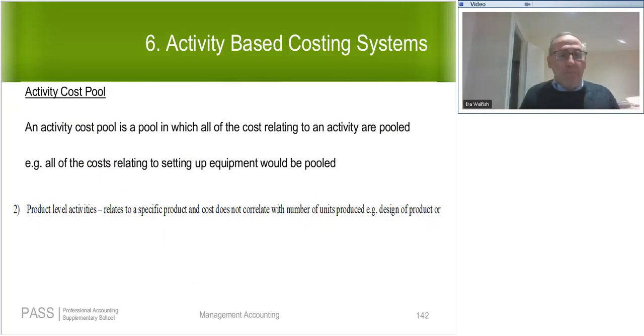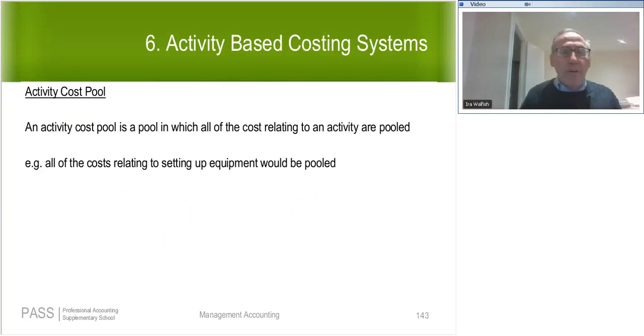Now, just one term you should be familiar with when you're doing activity-based costing, and that's the term activity cost pool. An activity cost pool is a pool in which all of the costs relating to a particular activity are pooled. So all the costs relating to setting up equipment would be pooled into an account. So we know the total cost of setting up the equipment. You'll see in a moment that in order to use activity-based costing, you need to know the total cost for that particular area. And we'll see that in just a moment.